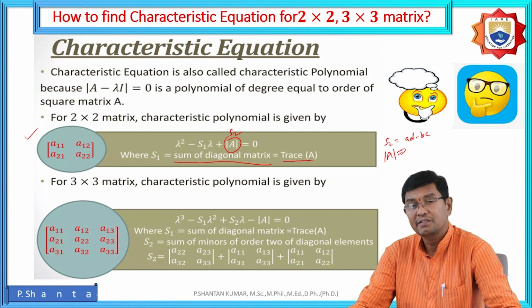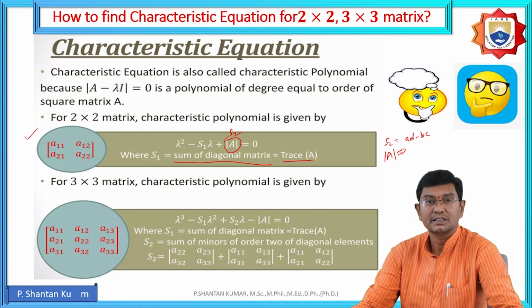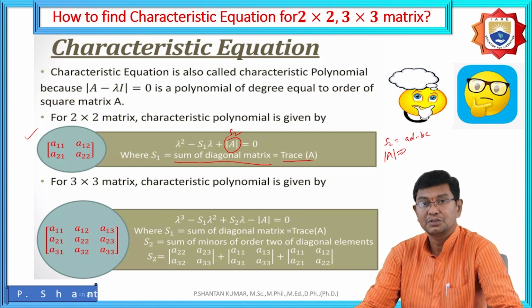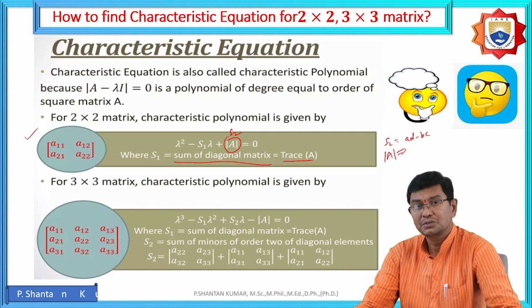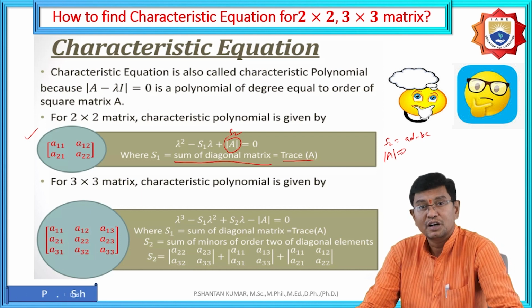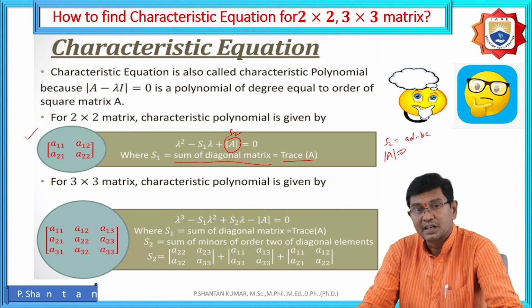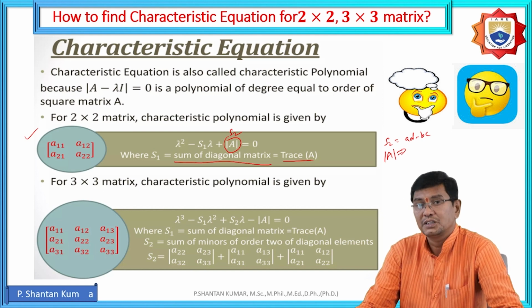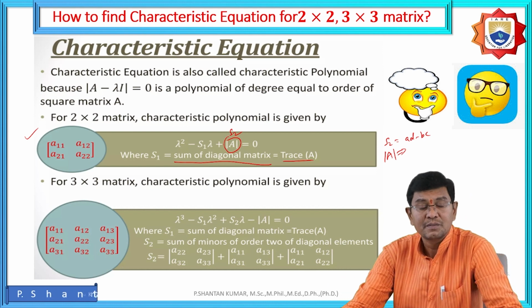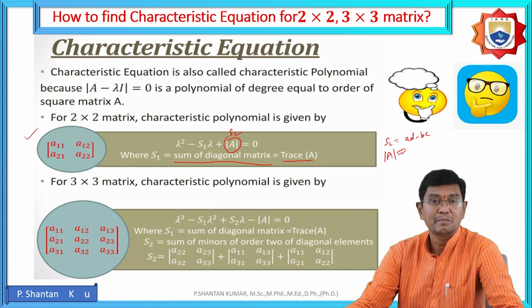For the 3 by 3, we need the third-order equation, that is lambda cube minus s1 lambda square plus s2 lambda minus s3 equal to 0. Moreover, as in the previous sessions, s1 is the sum of the principal diagonal elements, that is the sum or trace of the matrix, s2 is the sum of the minors of the diagonal elements, and s3 is the determinant of the matrix.